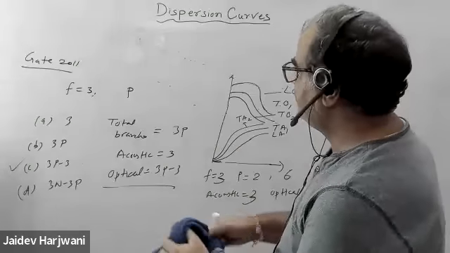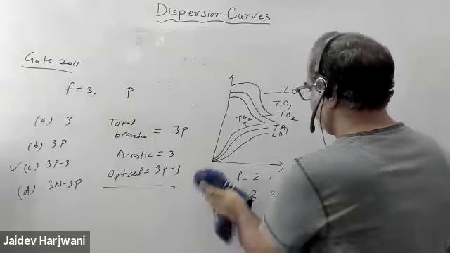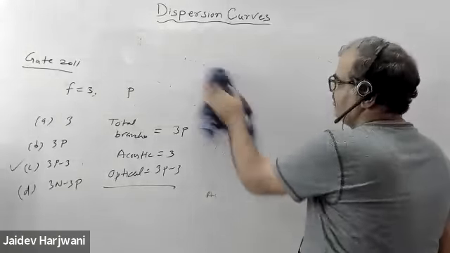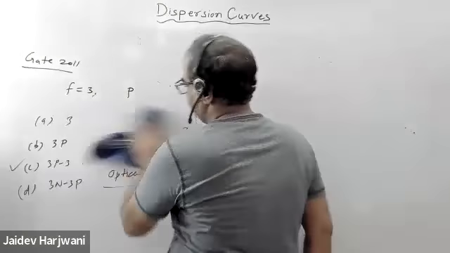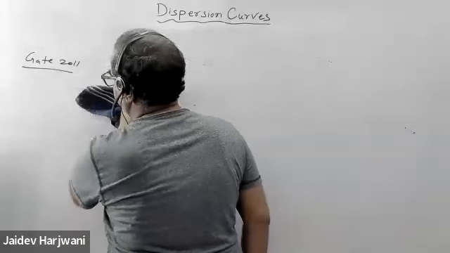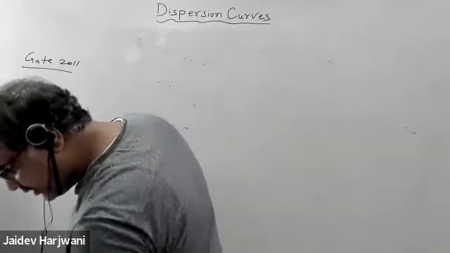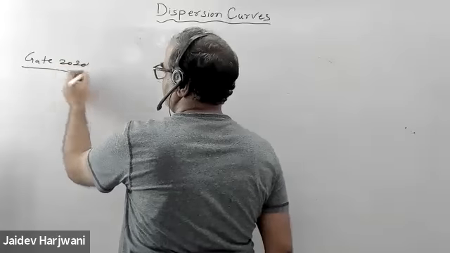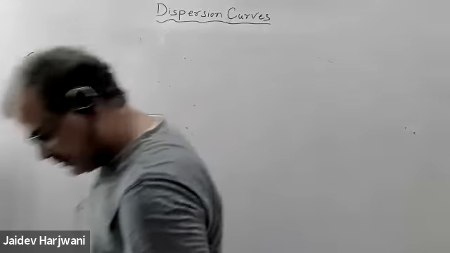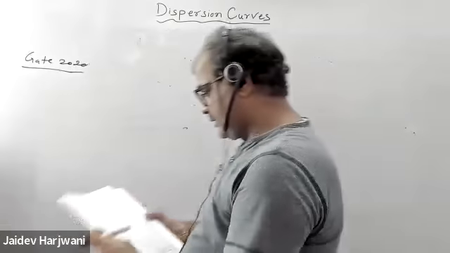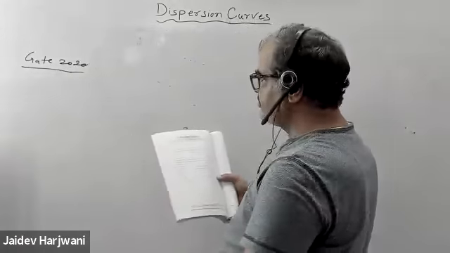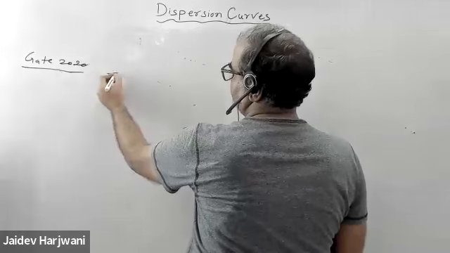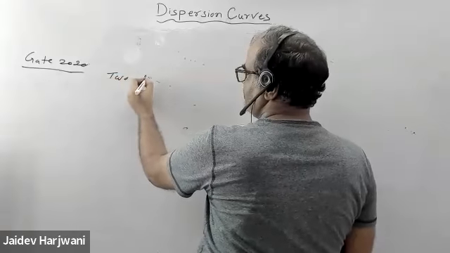So this is the one question, and let me solve one more problem. This problem came in GATE 2020. Now he's asking, consider a two-dimensional crystal. They have given a two-dimensional crystal.